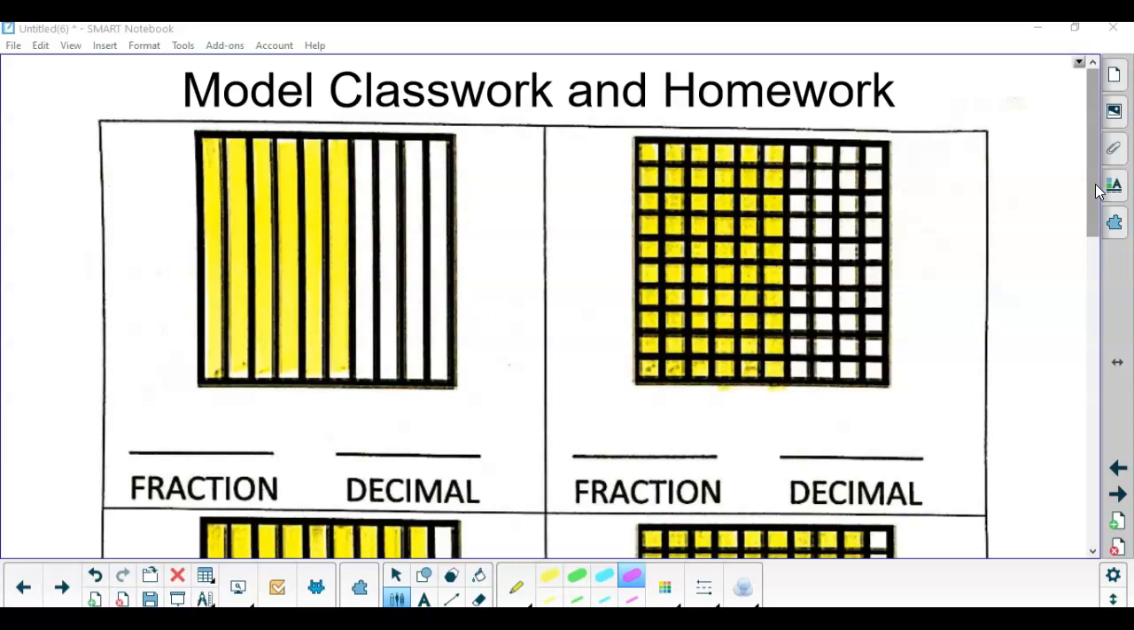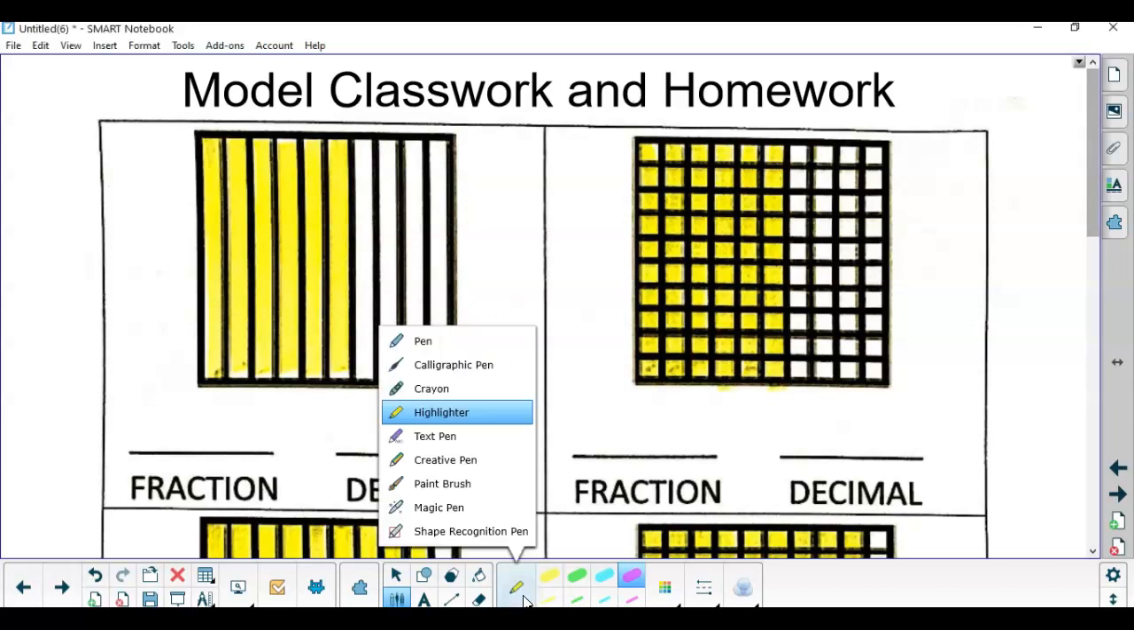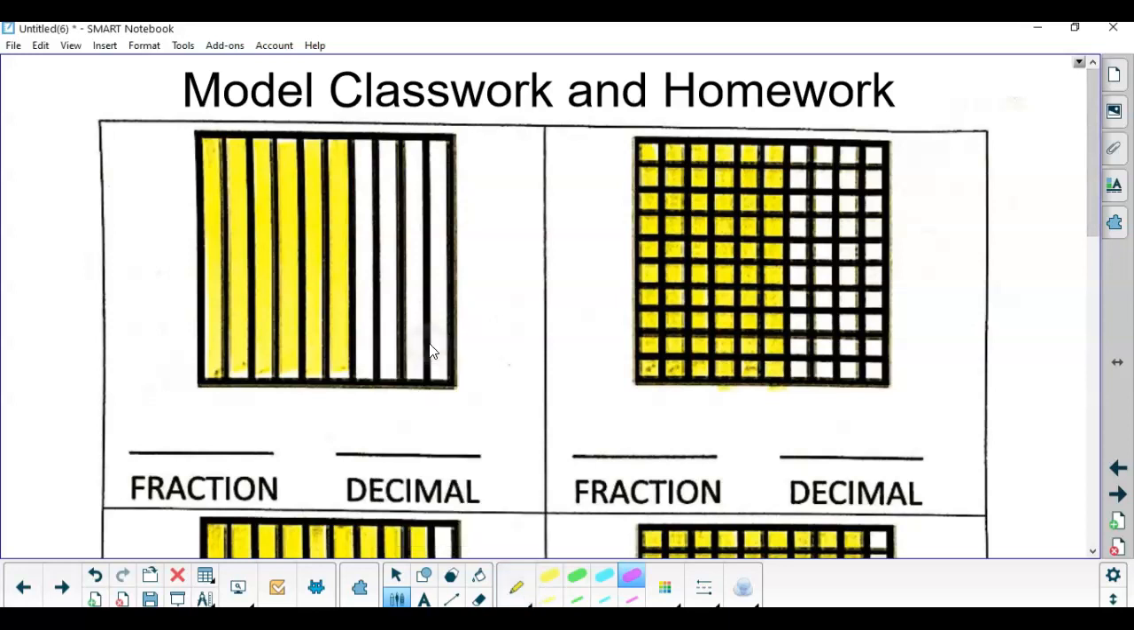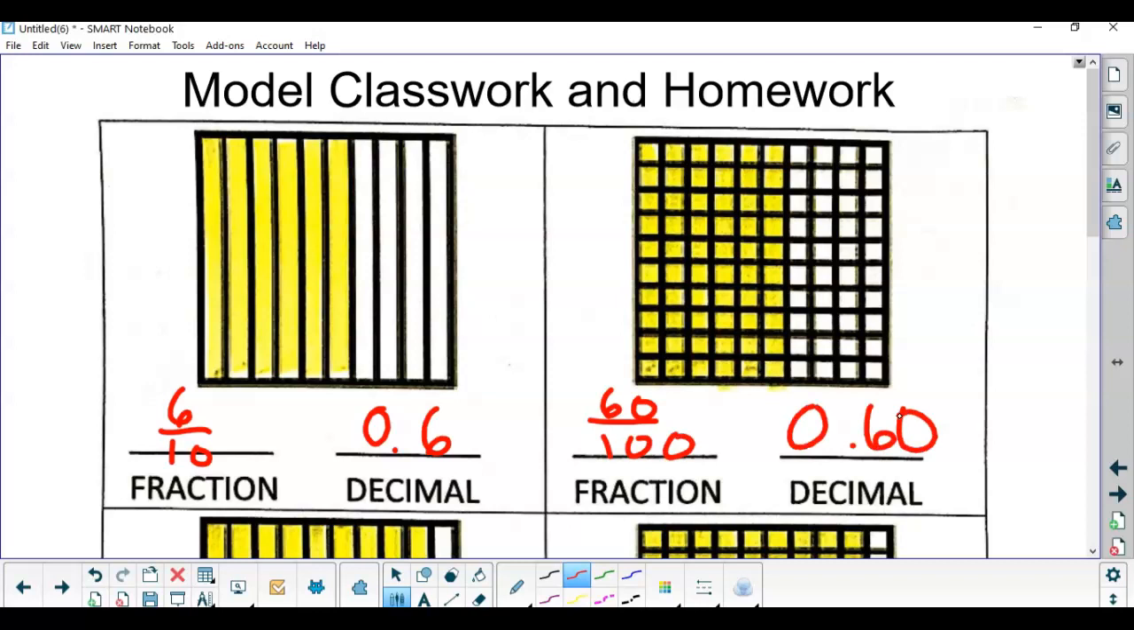All right, so looking at this first one, what is the fraction for this model? It is 6/10. And then this is 6/10. Now I notice that the next model is in hundredths and it is equivalent. I could tell by just looking at the picture that they are equal. So that is 60 hundredths and 60 hundredths. And these are both equal.